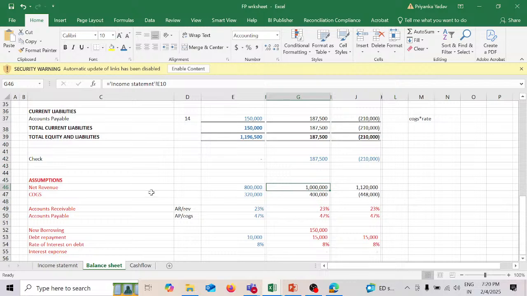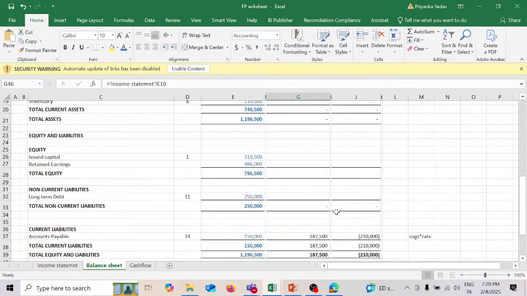Now you're seeing here net revenue, this we have already calculated, so it is coming from the income statement. Even the cost of goods sold we have already calculated in the income statement. Both these are coming from the income statement. Now we'll quickly calculate the other figures over here.